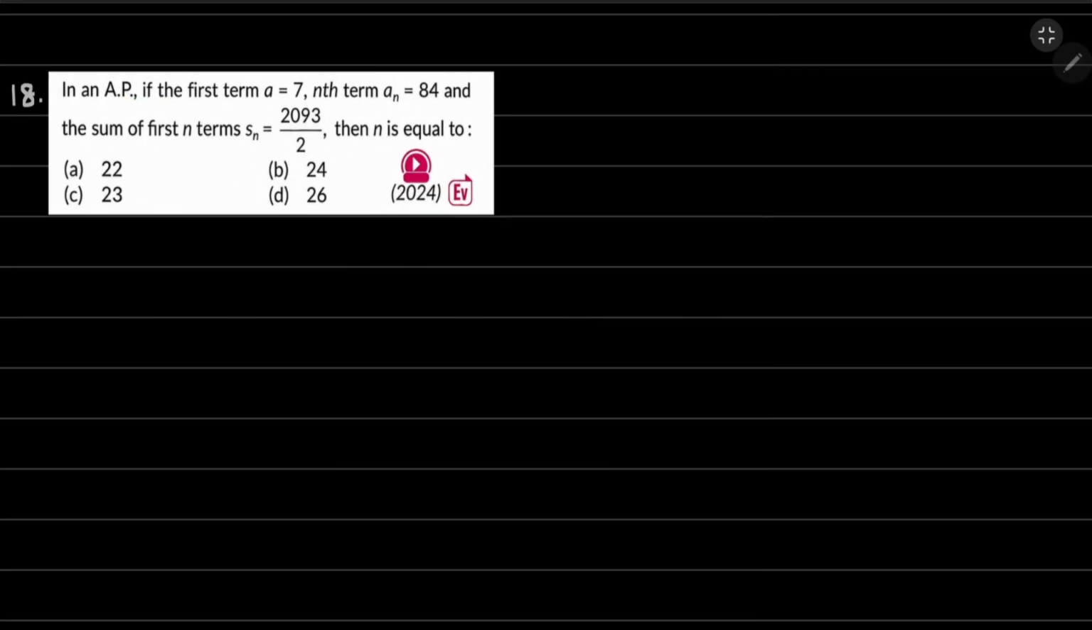In an AP, if the first term A is 7, the nth term AN is 84, and the sum of the first n terms is given by Sn equal to 2093 divided by 2, you have to find the value of n. Right? Let's write what is given. You are given A is equal to 7. You are given the nth term An is equal to 84, and the sum of the first n terms is equal to 2093 divided by 2.